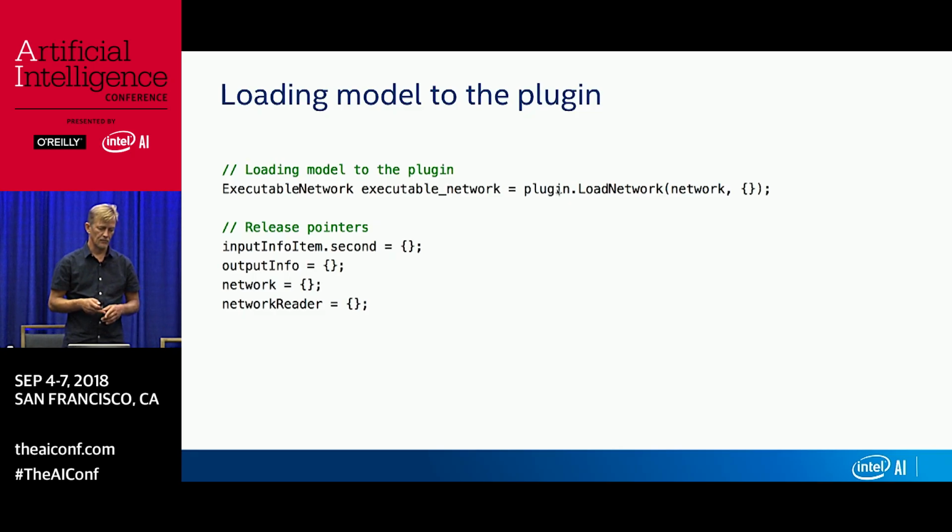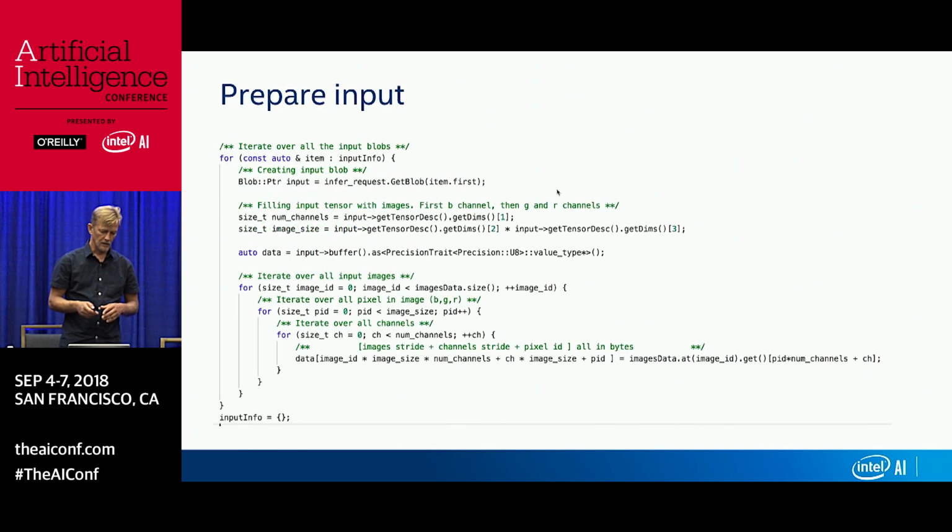Next, we need to load the model to the plugin. We are using the instance of the plugin and calling the function load network, providing the network to it. Then we release pointers to free up some memory that was allocated to store network information. The next step is to prepare input. This code is from one of our sample applications. It just reorganizes RGB data into RGB planar format, which is expected by the inference engine for image classification or image segmentation topologies.